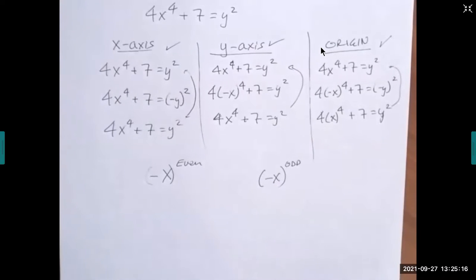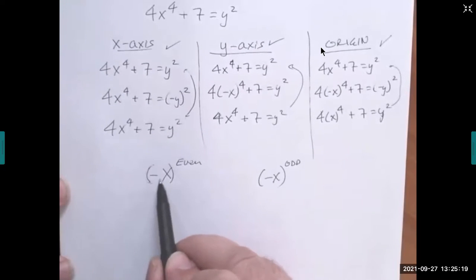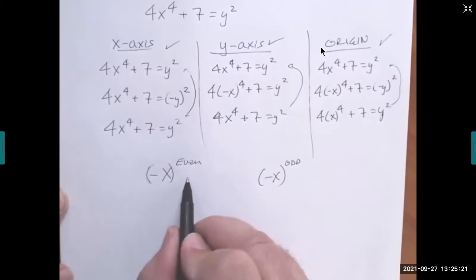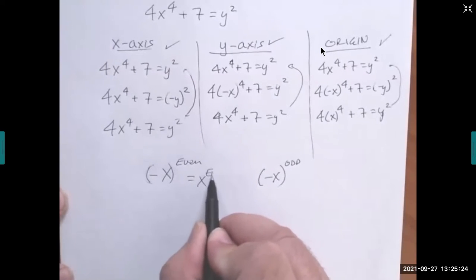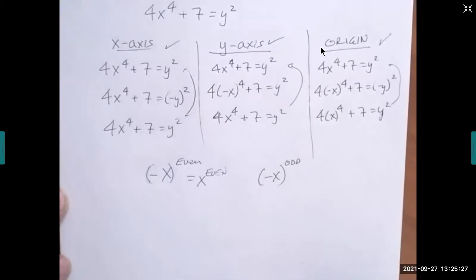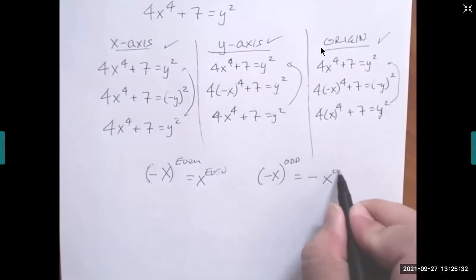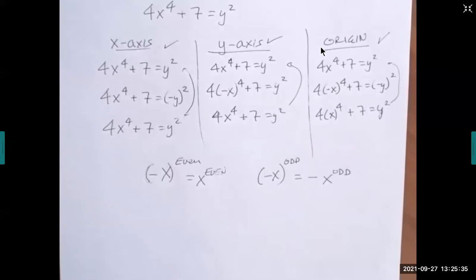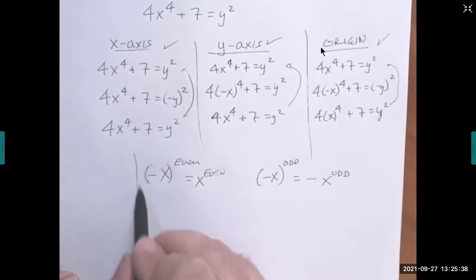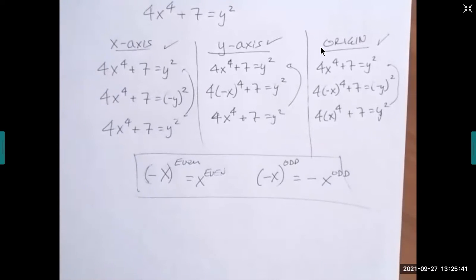So basically, here's a shortcut. Whenever you have a negative inside of parentheses to an even exponent, the negative's gone. If you have a negative to an odd exponent, it makes that value negative. So this is pretty important to follow. All right.